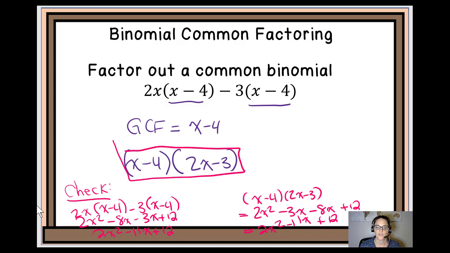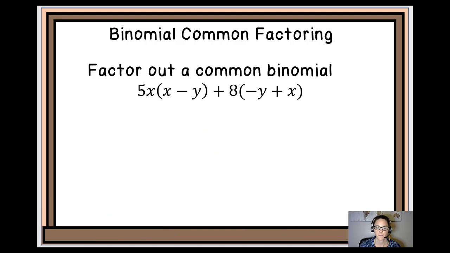Okay, let's look at another one of these binomial common factoring examples. Factor out a common binomial. So this time we have x minus y in the first bracket. In the second bracket, we have negative y plus x. We can actually switch those two terms and rewrite it as x subtract y in the second bracket. So I'm going to start with doing that.